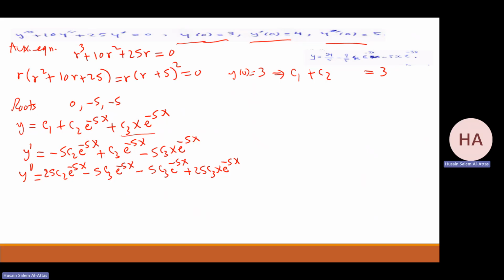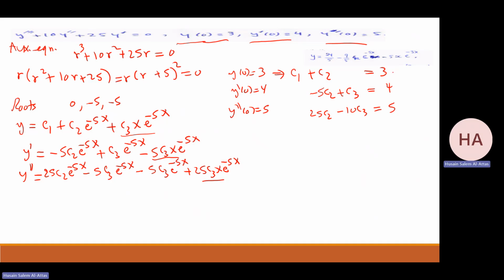This one will be 0 since x is 0. Y prime at 0 is minus 5c2 plus c3. This here will be 0. That will be equal to 4. Y double prime at 0 equals 5. Plug it here. I have 25c2, I have minus 5c3, minus 5c3. That will be minus 10c3, and that will be 0. It's equal to 5. So these are the three equations. Okay.